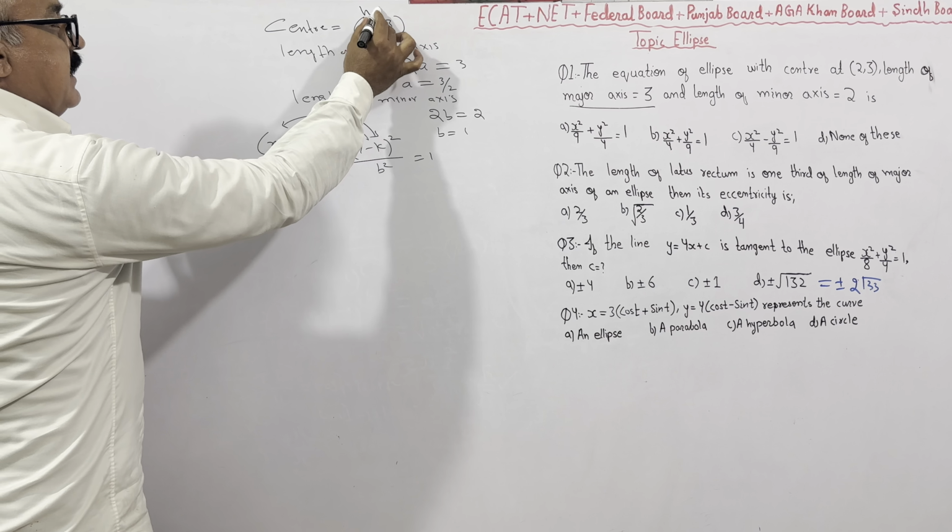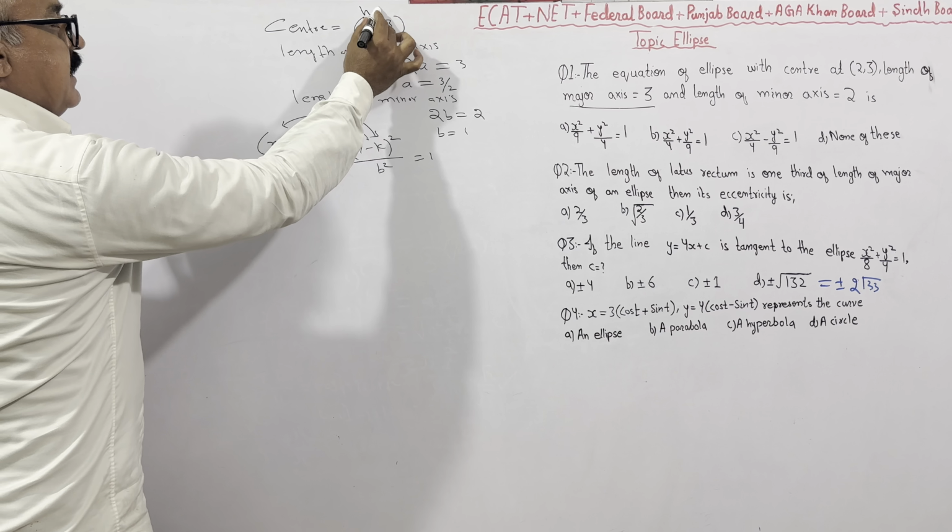Okay, moving to question number 4, an elegant question of this frame. x is 3 times cos t plus sin t and y is 4 times cos t minus sin t. Then classify which conic it is: ellipse, parabola, hyperbola, circle or a point? Let's see and find out.